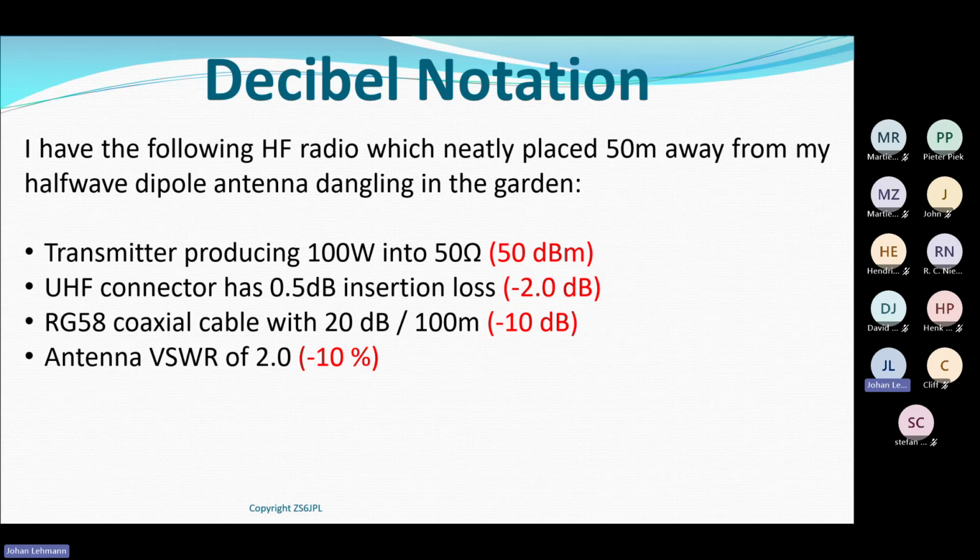Then, because I didn't bother to trim my antenna's SWR, I just hoisted it over the tree like the Otopie said. I've got an SWR of 2, which gives me a power loss of 10%. Okay, now we start calculating. 50 dBm minus 2 dB loss of the connectors, minus 10 dB of loss because of my cheap coax.